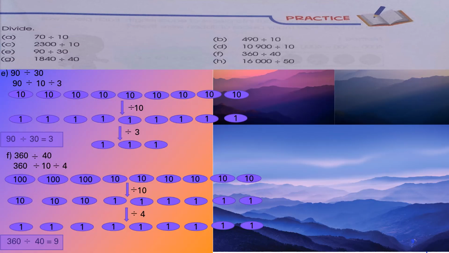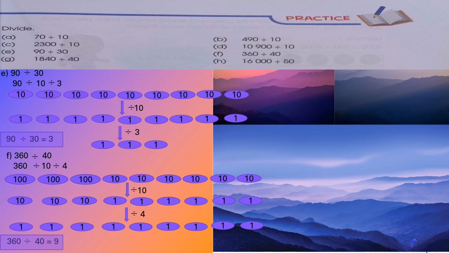In part E, we have to divide 90 by 30. So we are going to use a breakup method here, and first we are going to break 30 in terms of 10 and 3. So first 90, which means 9 tens, is going to be divided by 10, and the resultant is 9 ones, and these 9 ones are going to be divided by 3, which further reduces it to 3. So 90 divided by 30 is 3.